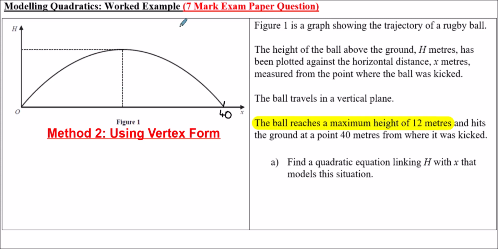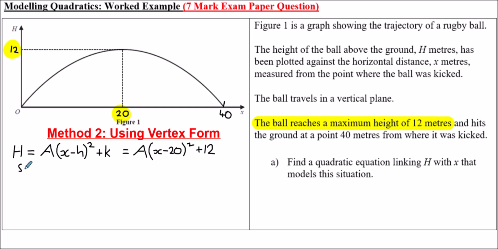So if we just substitute in those conditions, it's going to be at a maximum where x is 20, and that maximum height is 12. If we can recall from the previous lesson what the vertex form of a quadratic is, it's capital A, where A is some multiplicative constant, brackets x minus h squared plus k, where h is the x-coordinate of the turning point and k is the y-coordinate of the turning point. So just substituting those values in, we have A, brackets x minus 20 squared plus 12.